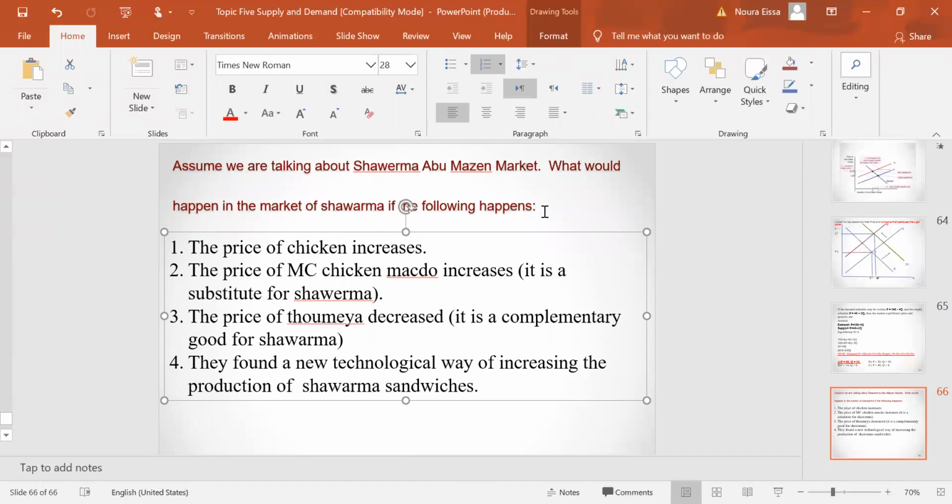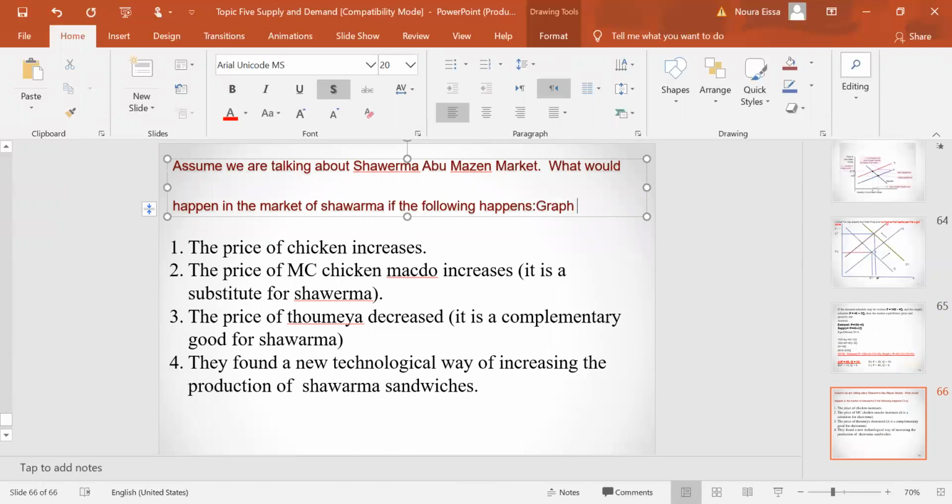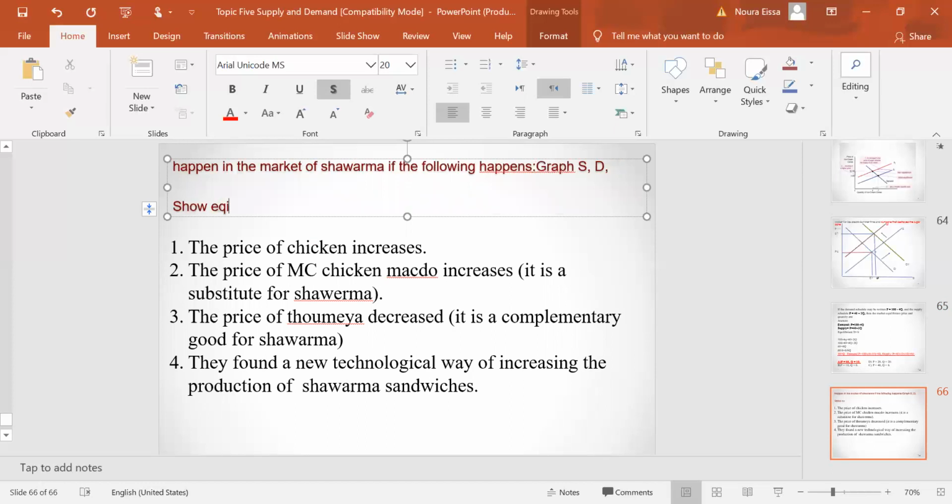Here, the question is basically asking me to graph supply, demand, show equilibrium, and show the new equilibrium price and new equilibrium quantity. All right?